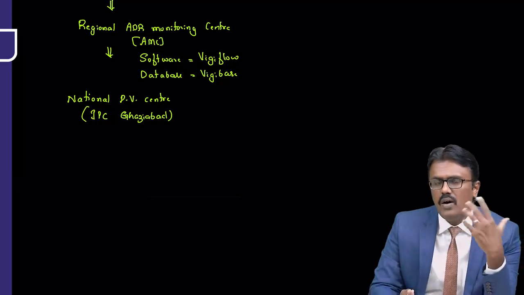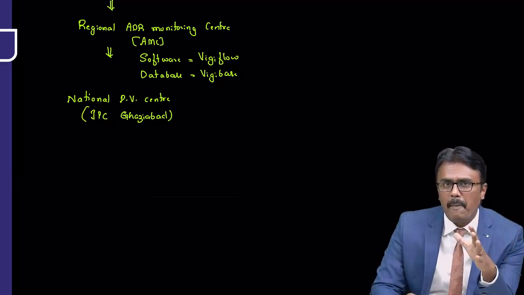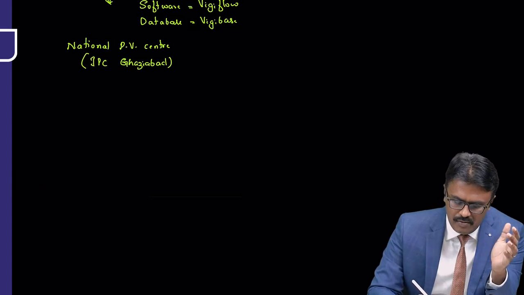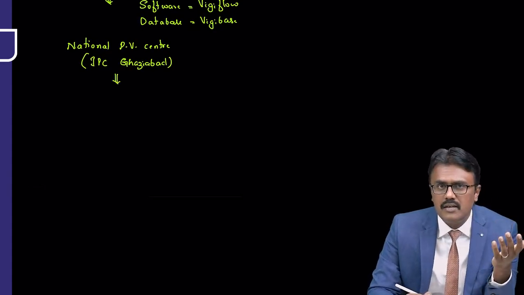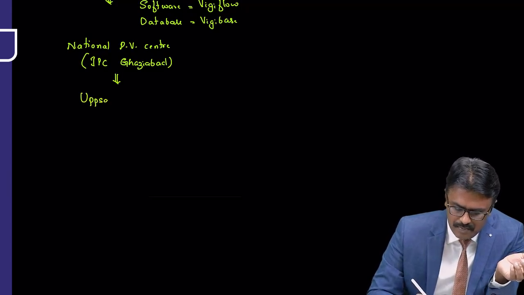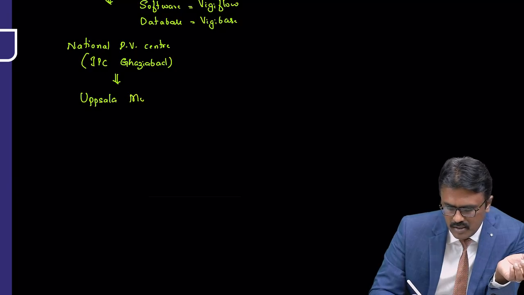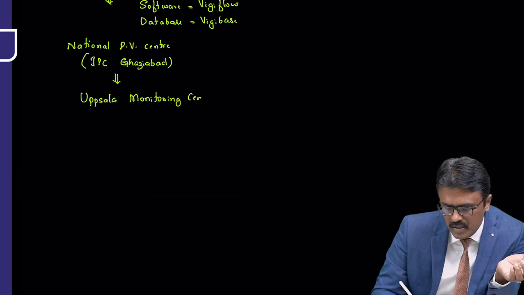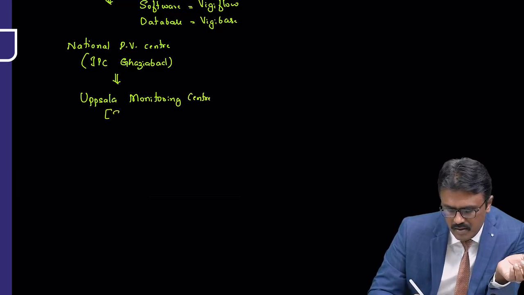Now once all the reports come to the national center, from there it will go to the worldwide center and that is present in Sweden. It is called Uppsala Monitoring Center and that is present in Sweden.